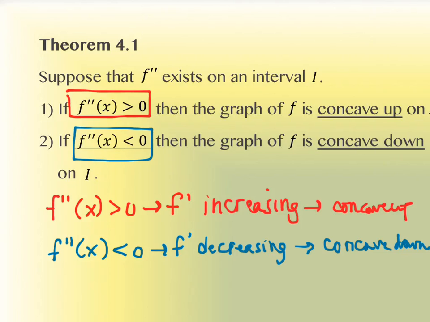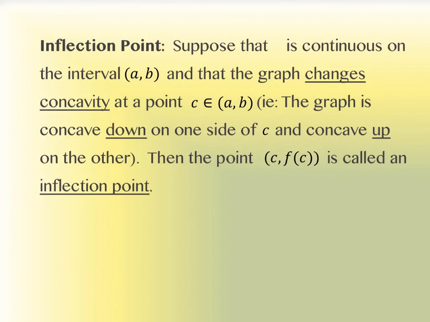Now, there's one other thing that we haven't talked about. We've talked about when the second derivative is positive and when it is negative. The part we haven't talked about is when the second derivative is equal to 0. That is where it changes from positive to negative or vice versa. When that happens, we have something called an inflection point. All an inflection point is, is the place where a graph changes concavity. That is, it changes from one side of it being concave up to the other side being concave down.